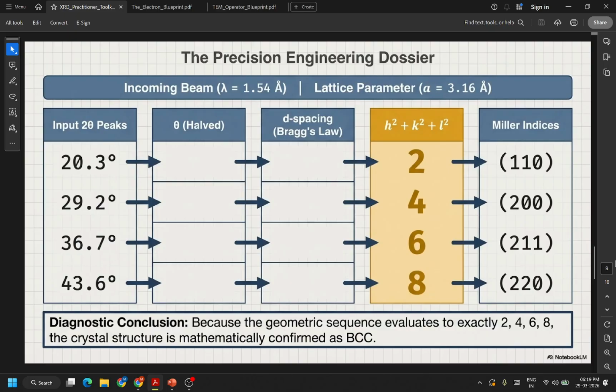And so you take the value of sine squared theta. Sine squared theta will be proportional to h square plus k square plus l square, because d is proportional to 1 by square root of h square plus k square plus l square. So d square is proportional to 1 by h square plus k square plus l square. So sine square theta is proportional to h square plus k square plus l square. So you take the sine square theta values, you take their ratio and you convert them to integers.